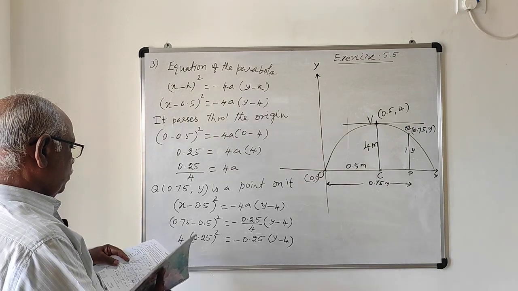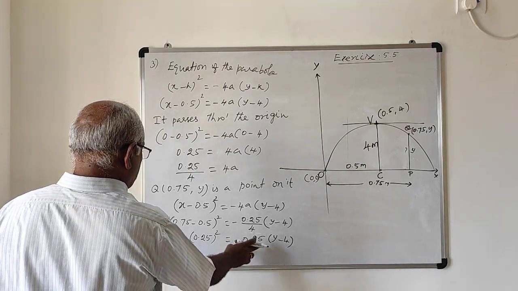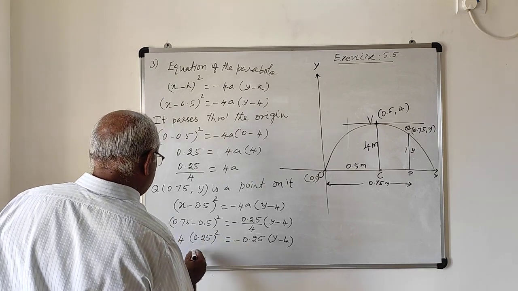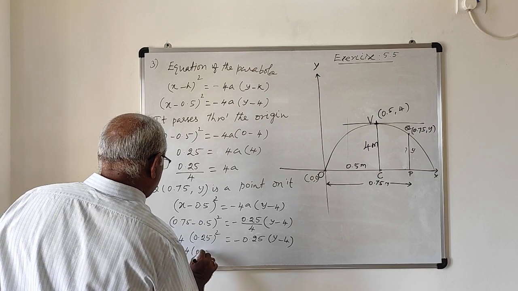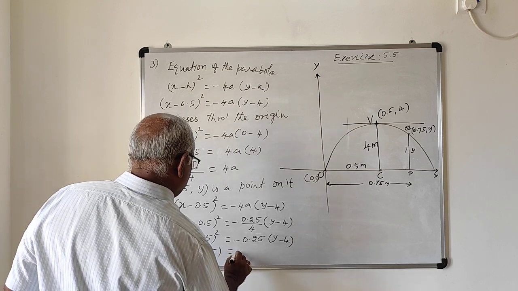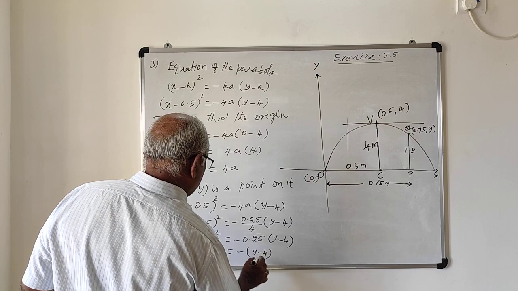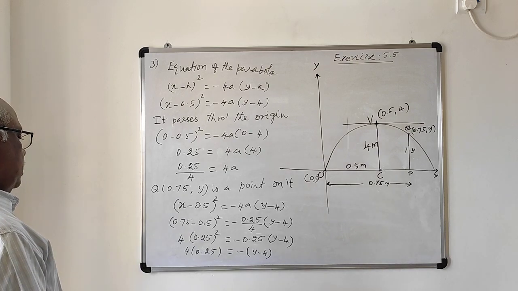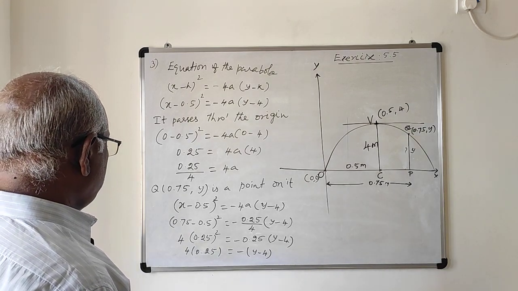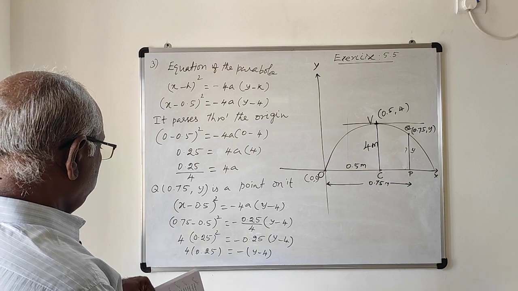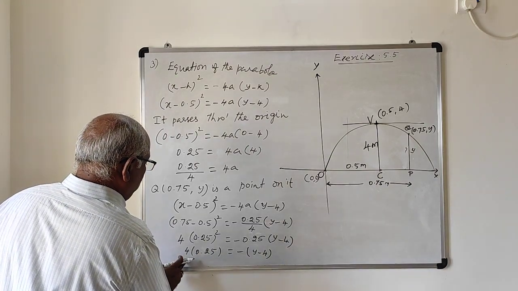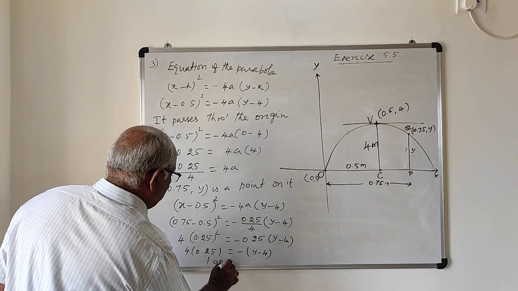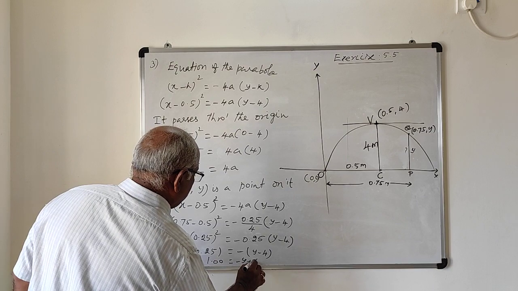We have to determine the value of 0.25. You can cancel 0.25 on both sides. 4 into 0.25 equals minus of y minus 4. Simplification: 4 into 0.25. What do you get? 4 into 0.25 is 1. Just 1.00, that is 1 you have, minus y plus 4.